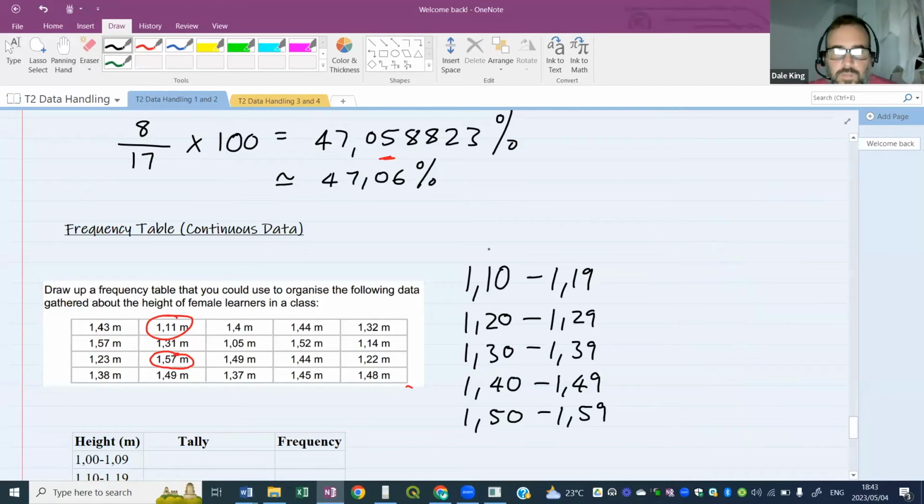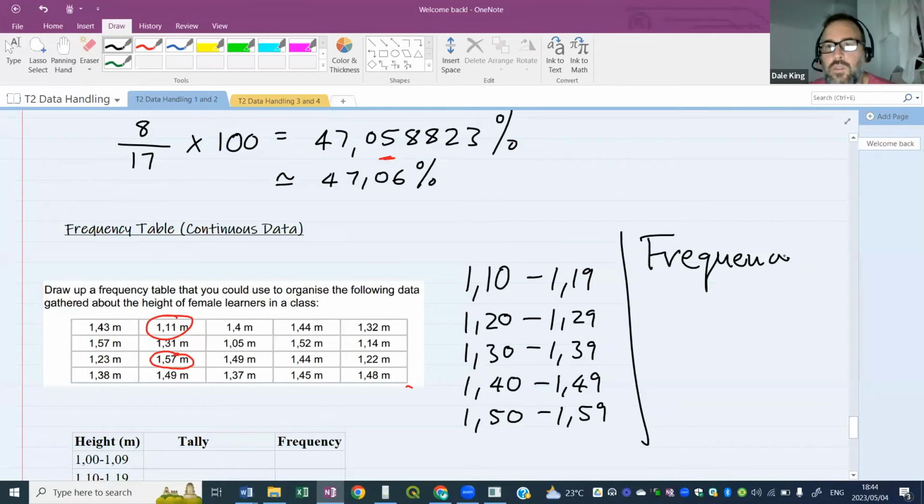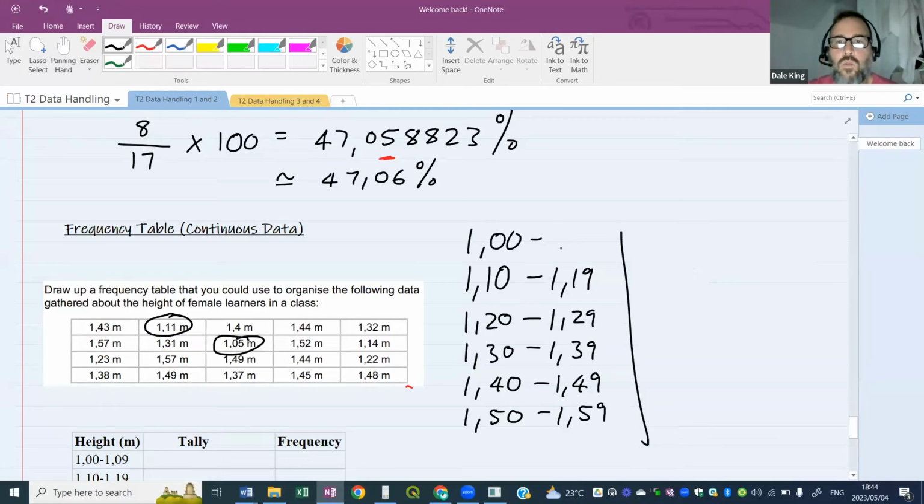Okay. So now in my frequency table, all right, I'm going to start counting. So far, if I look at my data set, I've got one person that is in the group from 1,10 to 1,19. Here's 1,11. Are there any more? You see there's someone actually below that. So actually my table needs to be lower. I even missed that. So let's go from 1,00 to 1,09.